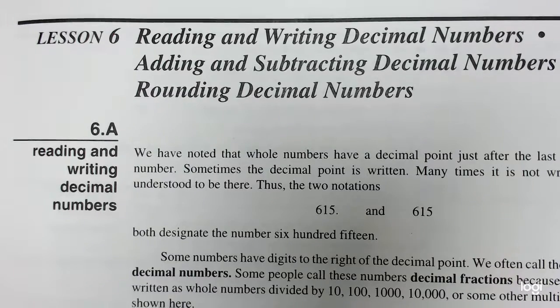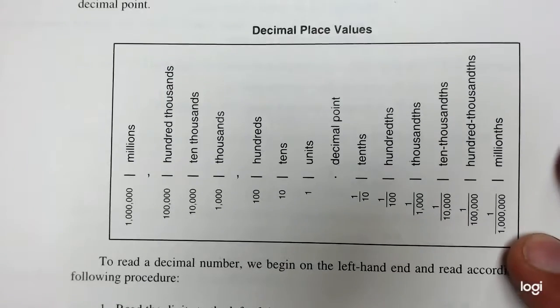Pre-algebra lesson number 6. This is reading and writing decimal numbers, adding and subtracting decimal numbers, and rounding decimal numbers. I think another way that you could think of this lesson is it's all about decimals. So, let's start with decimal place values. This is something we need to understand.